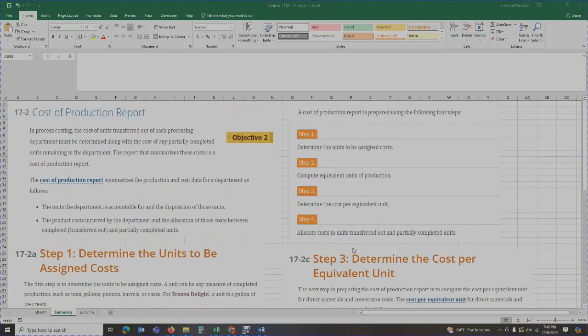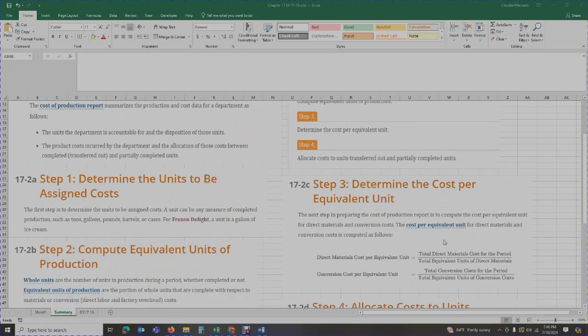I'm just going to quickly go over the steps in the cost of production report preparation. Step number 1, you're going to determine the units to be assigned cost. Step number 2, you're going to compute the equivalent units of production. Step number 3, you're going to determine the cost per equivalent unit. And step number 4, you're going to allocate costs to units transferred out and partially completed units.